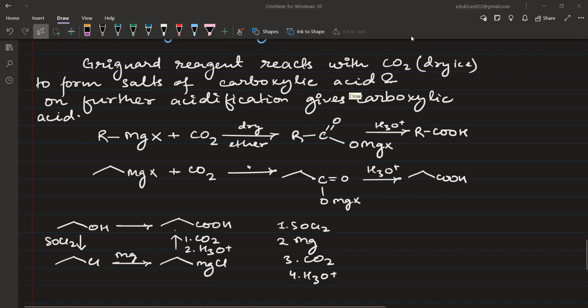Yep, this reaction also increases the number of carbon atoms by 1 because we are adding the CO2. Now, CO2 is the extra carbon. You're getting the extra carbon from carbon dioxide.